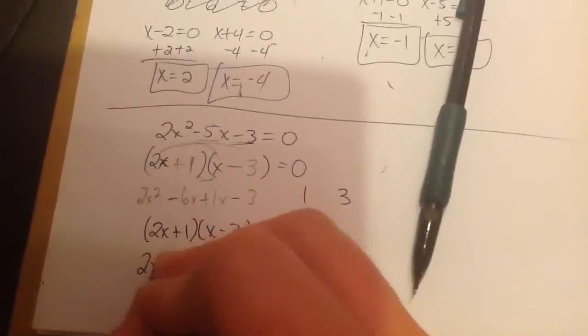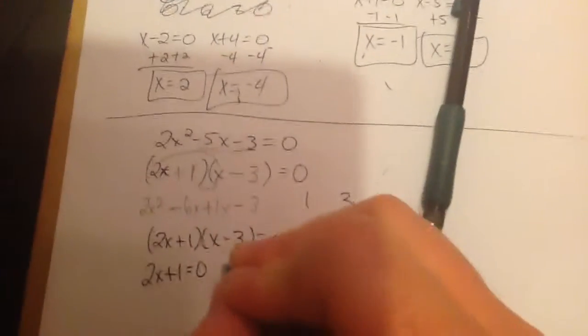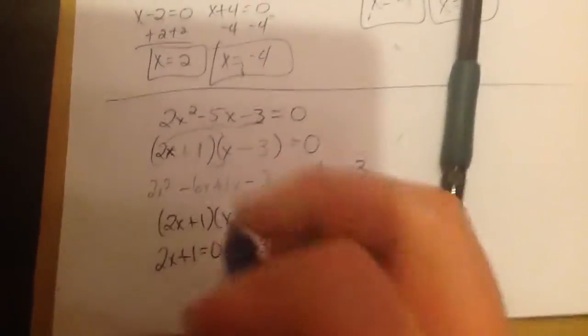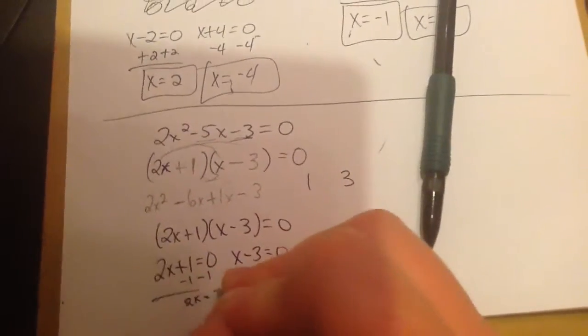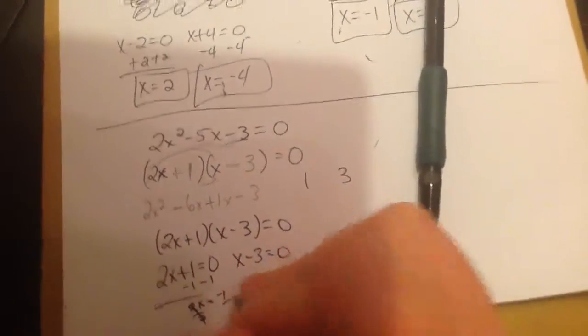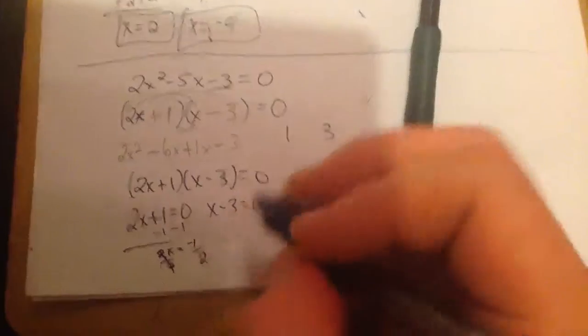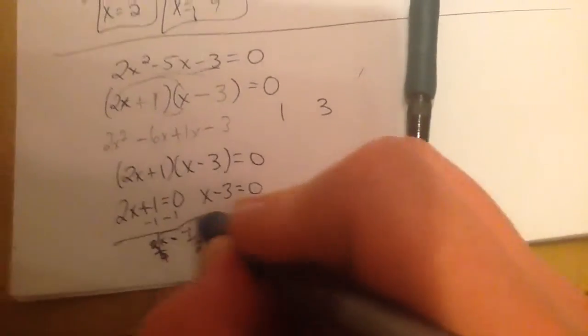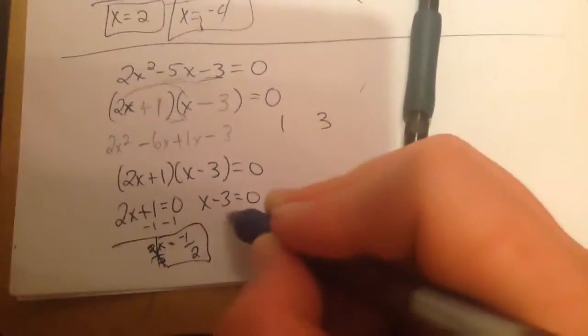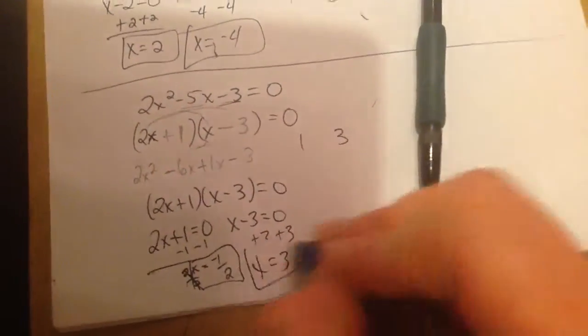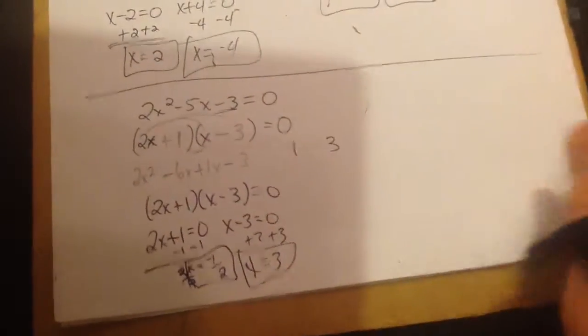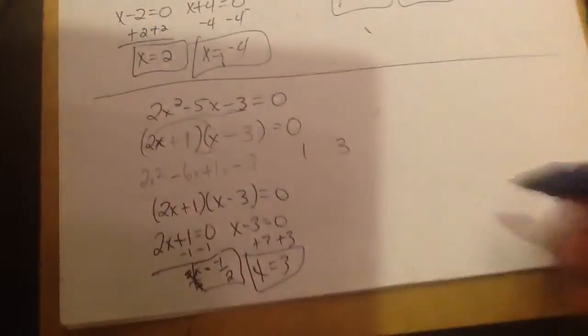Last step's the same. Just set each one of these equal to 0 and solve each one for x. So here I'll subtract 1. So 2x equals negative 1, divide by 2. I know I'm writing small now, but the paper's moving. So x equals negative 1/2, there's one answer. Add 3. x equals 3 is the other. So this is just a little more tricky. You just kind of guess and check it.